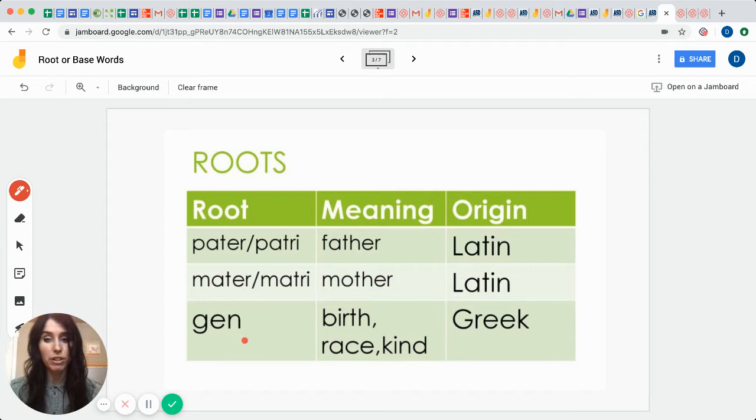Again, these are not going to be words found in dictionaries. These are the root part of the base word, where we would have to know the Greek language to understand what this means. So this is going to be like our translator here. If you talk about words that have gen in them, like genetics or genes, you're talking about a Greek word that means birth, race, or a kind of person.